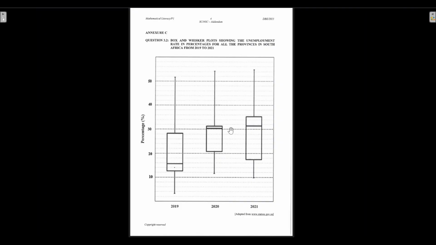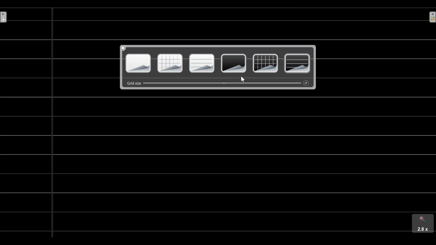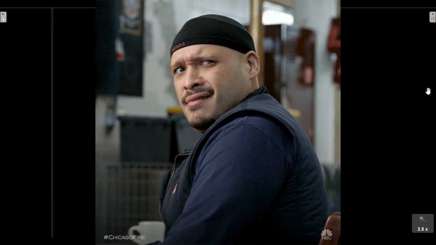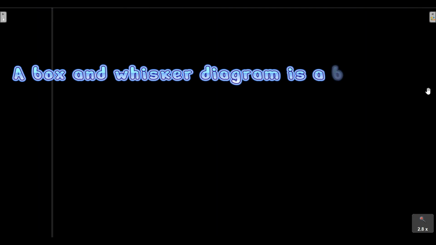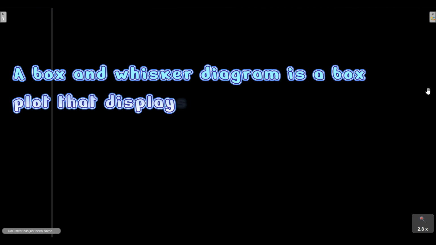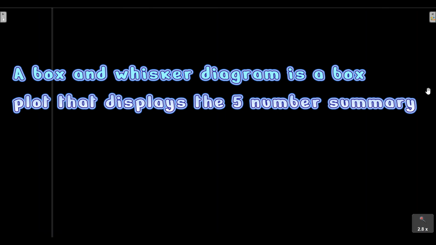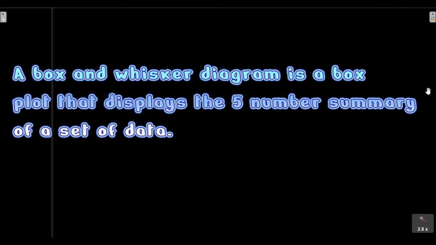But before we even get started with these questions, I just want to quickly explain what a box and whisker diagram is and what type of information it actually gives us. A box and whisker diagram is a box plot that displays the 5-number summary of a set of data.